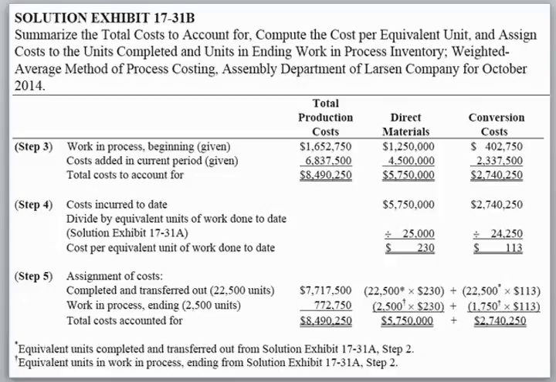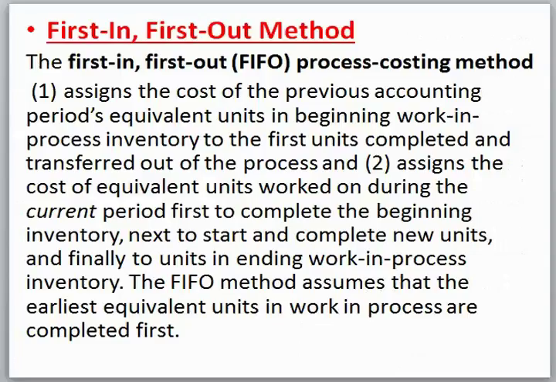This is how to calculate costs and assign costs for the equivalent units using the weighted average method. The second method is FIFO, the first in, first out method.